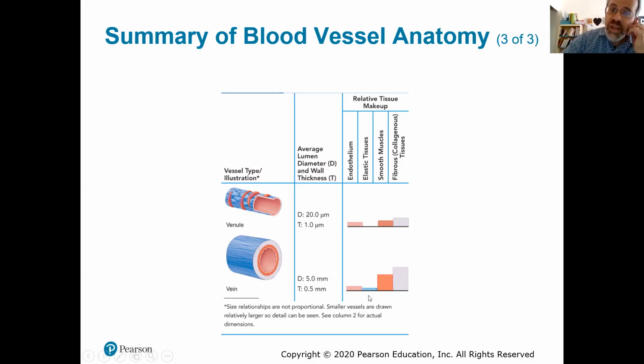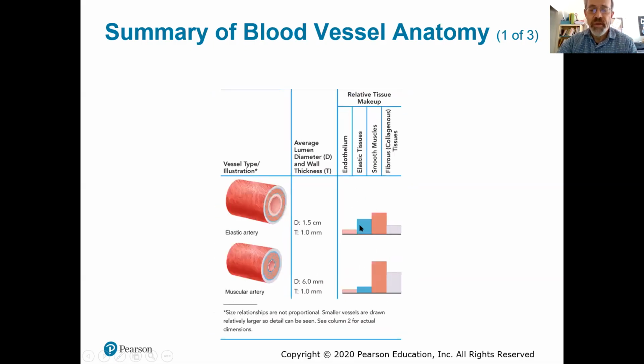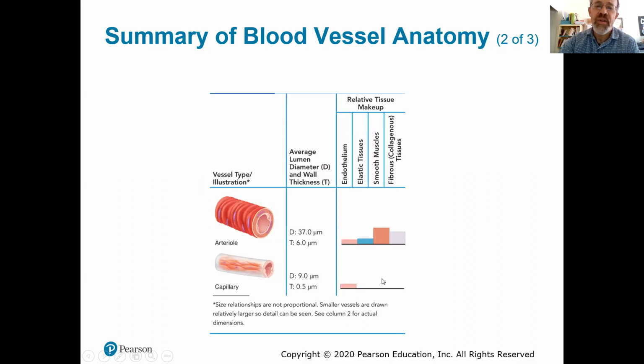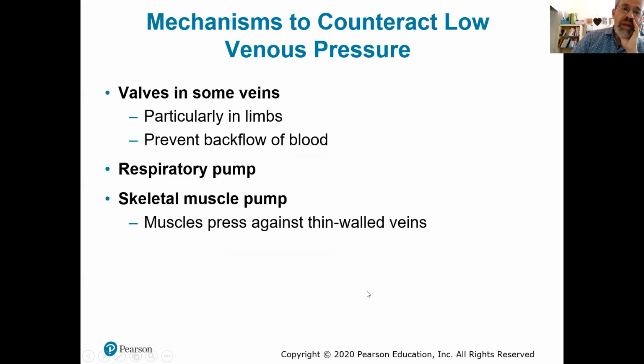But you notice the key thing here is very little muscle compared to what we saw with the arteries, right? Very little muscle and virtually no elastin. This creates a problem in terms of how to move blood back to the heart, especially in the legs. This is a problem, going against gravity with very low blood pressure. Fortunately, we have 3 good strategies that move blood back to the heart.